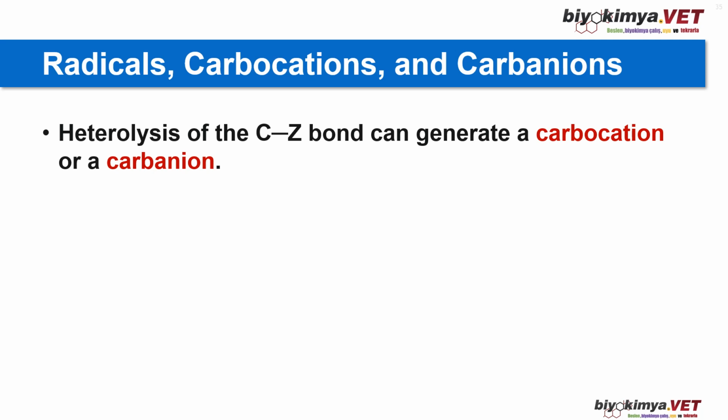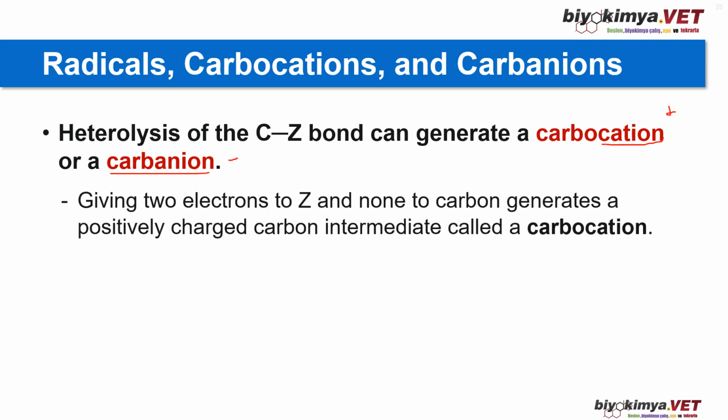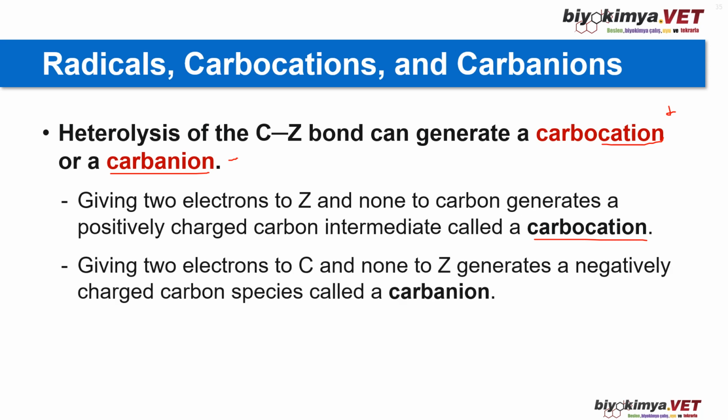Heterolysis of the carbon-Z bond can generate a carbocation or a carbanion. So the cation is a positively charged carbon, and the carbanion is a negatively charged carbon. Giving two electrons to Z and none to carbon generates a positively charged carbon intermediate called a carbocation. Giving two electrons to carbon, so now the carbon gets the electrons, and none to Z, generates a negatively charged carbon species called a carbanion.